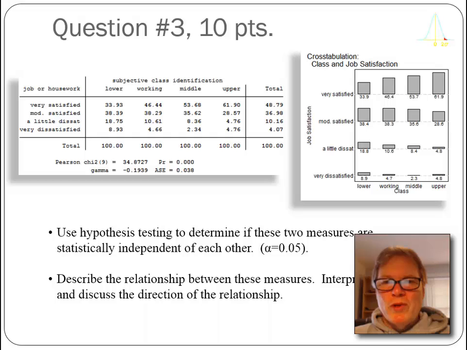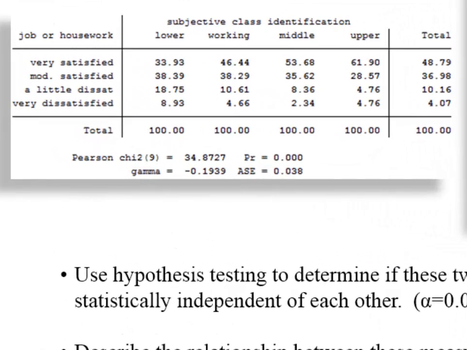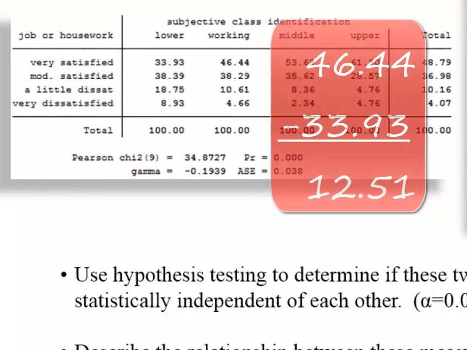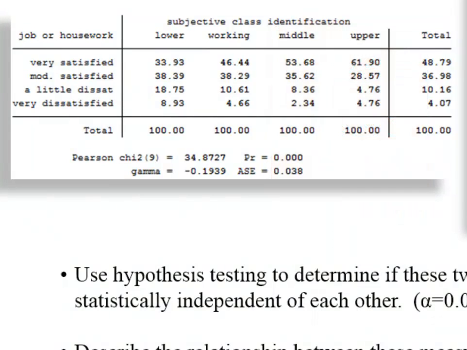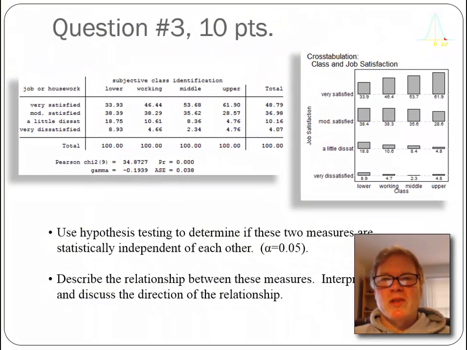importance. Now, for the importance of this variable, this is actually a pretty strong relationship by just looking at the percentages. Look at the very satisfied row. If we compare lower to working, we see over an 11 percentage point difference. If we then move from working to middle, we again see about an 8 or 9 percentage point difference. And if we go from middle class to upper class, we go from 54 approximately to 62, another large increase. So there's a pretty substantial increase in the percentage of people who are very satisfied as we move from lower to working to middle to upper class. That's the substantive importance.